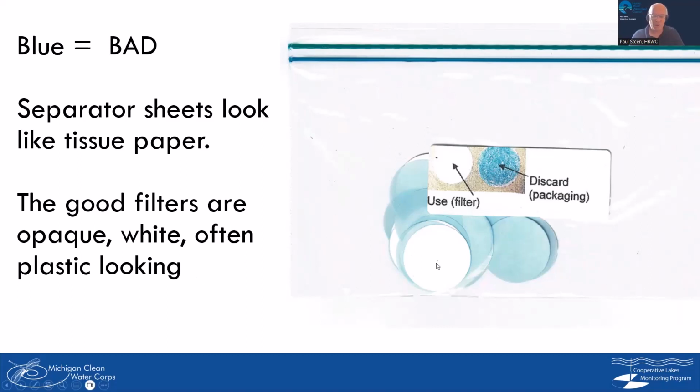But it's actually these opaque ones that are the actual filters. It's because the pores are so small that you can't see them, and it just looks like a little circular piece of plastic. So don't go with your instincts on this one. It's these white ones that you want to use.